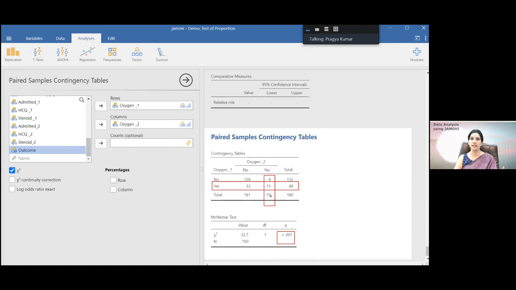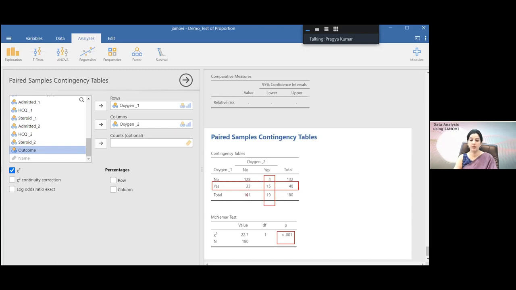48 and 19. You can calculate the percentages. Like you can calculate 48 by 180. This was the previous requirement when the person was admitted. And at the time of discharge, it was 19 by 180. This will be the difference in the proportion, the lower proportion of people who require oxygen at the time of discharge. And it was highly significant. That's why we call it a test of marginal proportion.